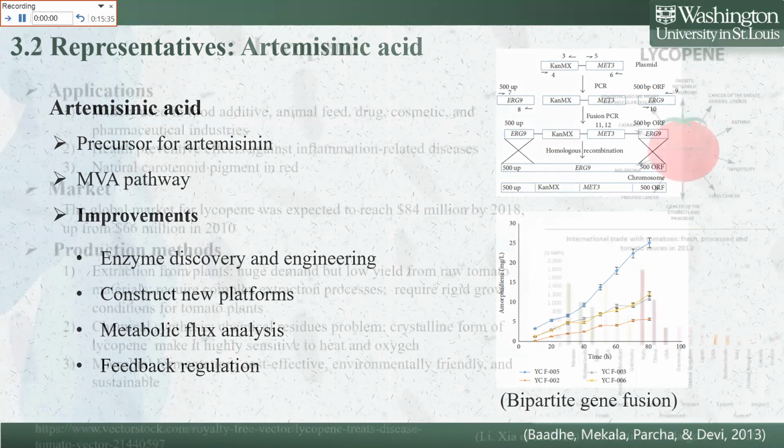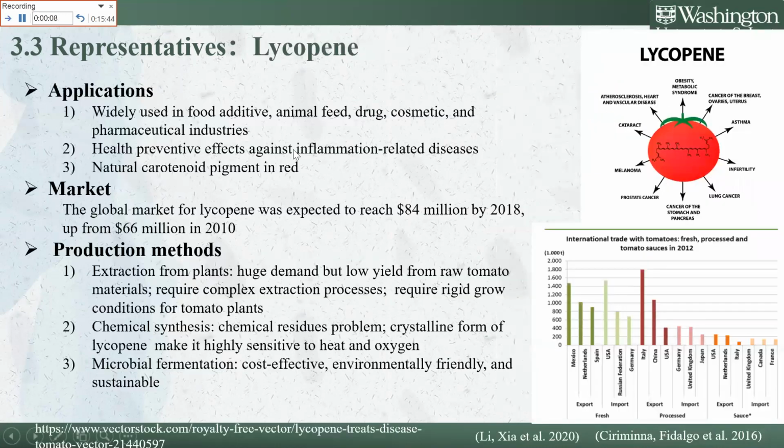I will have a brief introduction about the lycopene. At first, the lycopene has many applications. For example, it is widely used in food additives and drugs. Also, it has some health preventive effects. For example, it can be used to heal some lung cancer, and also it's a good pigment in red because it's very natural. And because of its wide application, it has a huge market.